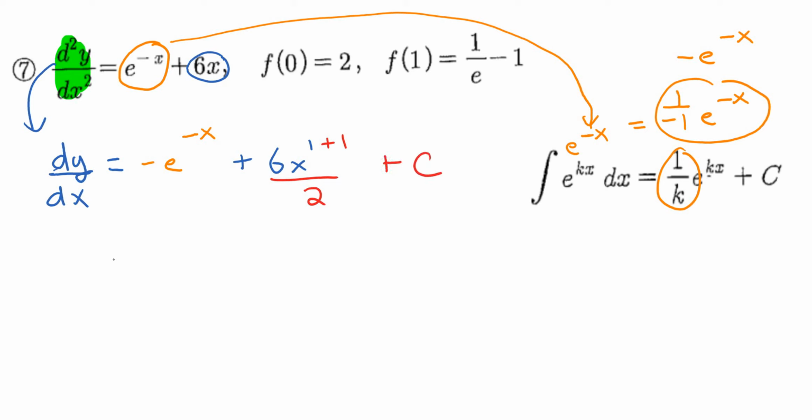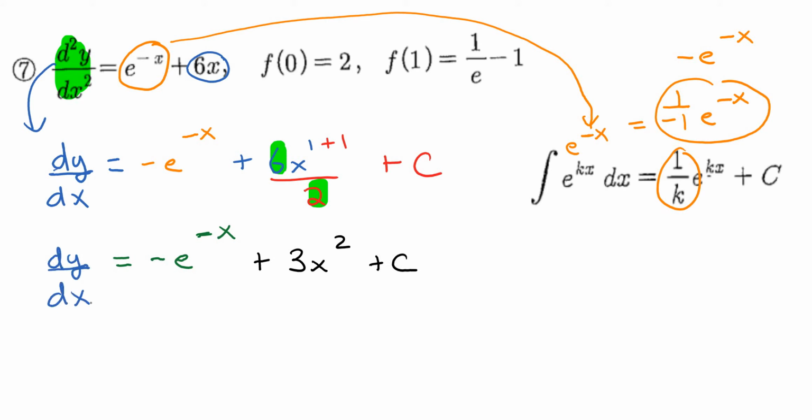And then let's just simplify this. So this will be negative e to the negative x. And then I have a 6 and a 2, so 6 divided by 2 is going to be 3, so plus 3x squared plus c. And this right here is my first derivative.